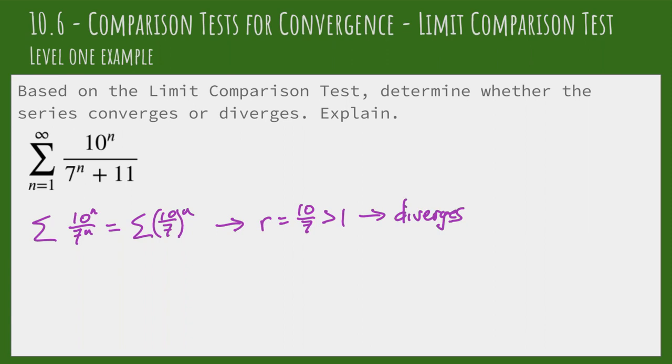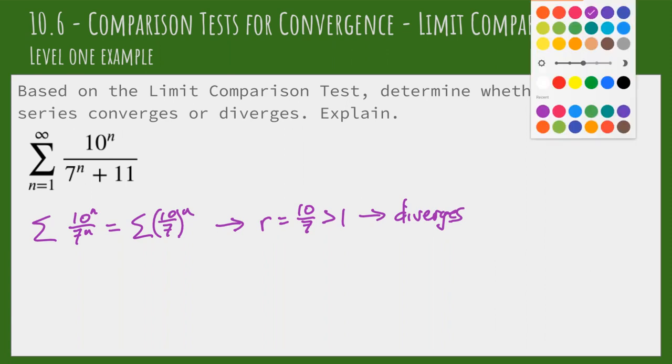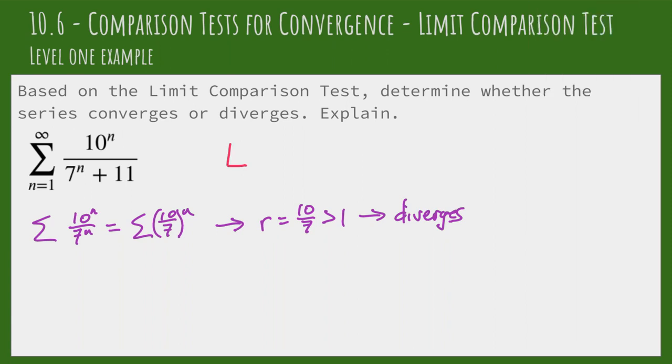Now, I'm not quite done, but as long as this comparison series is valid for this test series, they're both going to do the same thing. So our test series should diverge as long as this was a good choice. What I need to do is find this limit that is looking at what happens as n approaches infinity of the test series over the comparison series.